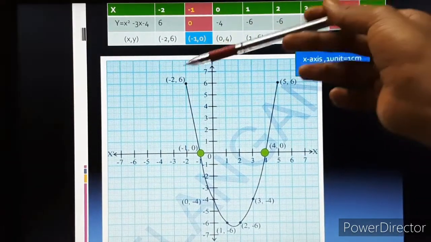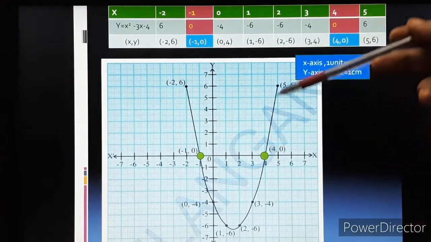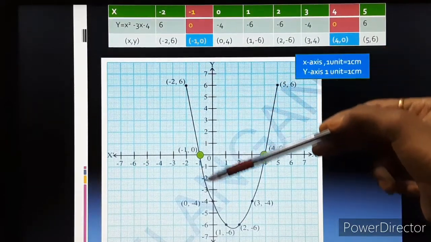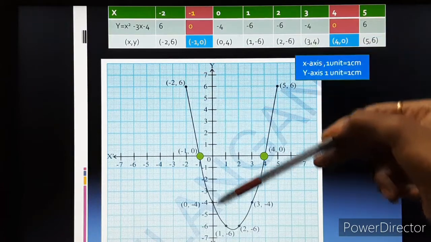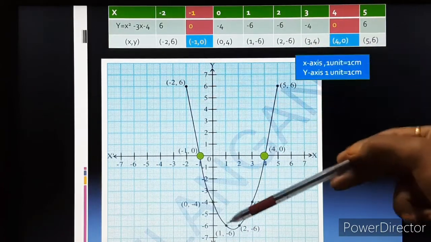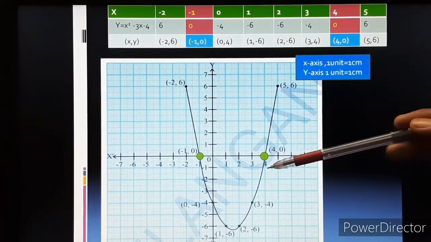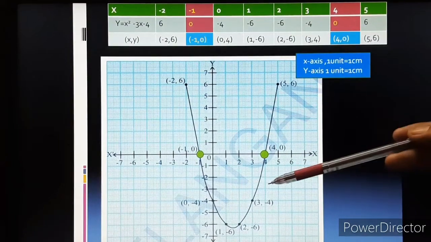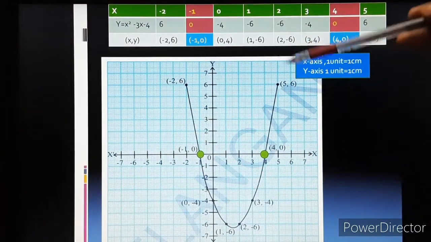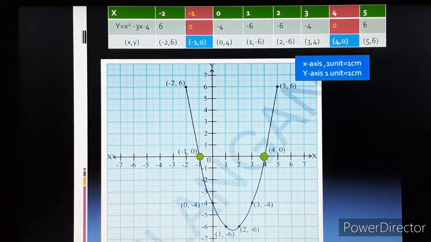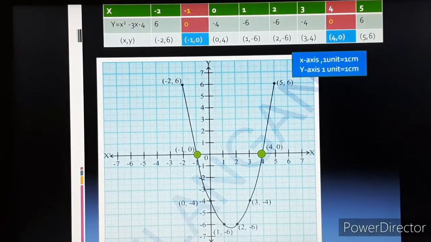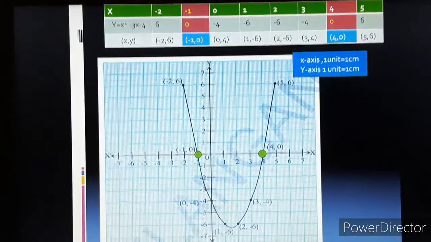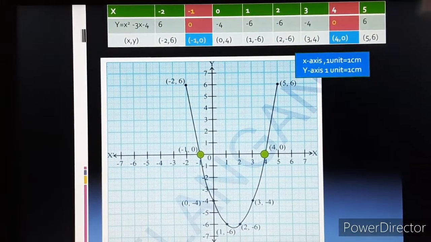Right? Join all the points now like this. You will get the parabola. This shape is called parabola, right? This parabola is opened what? Upward or downward? This parabola opens upward. What I said? This parabola upward or downward? Depend upon what? Depend upon the value of a.